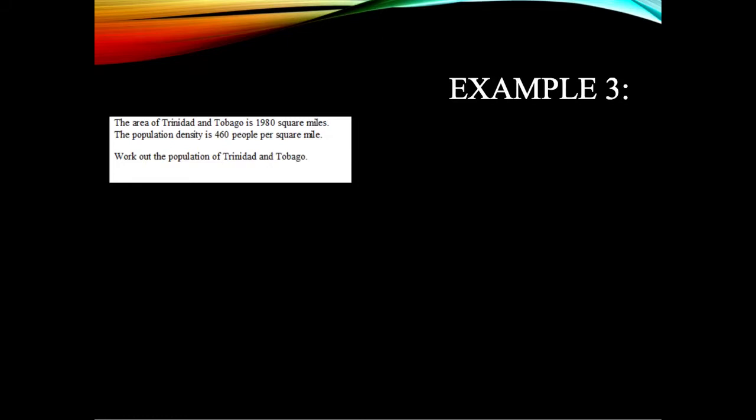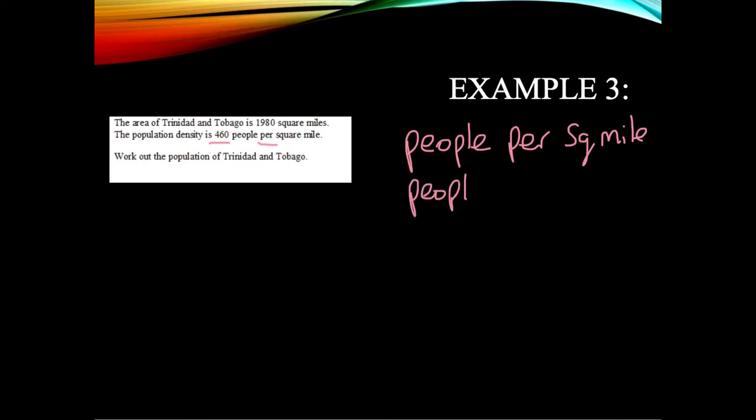Let's see if we can pick apart what's going on here. The population density is 460 people per square mile. So if we say it's people per square mile, I could write that slightly differently. Instead of per, I could say people divided by square mile. Remember that per just means divide by. Well, what information have we got? We know how many square miles there are, and we know that the population density is 460.